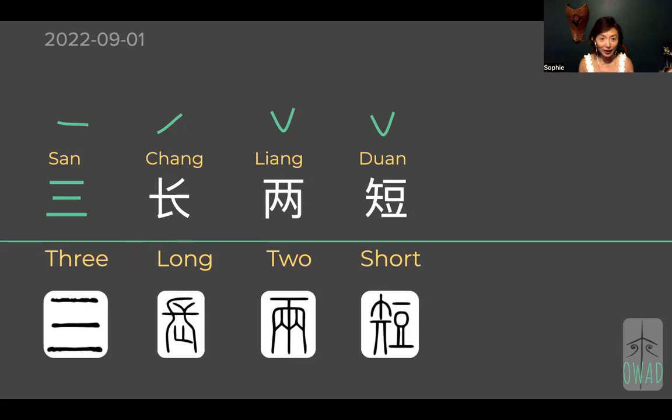So we have 3 and 2 here. 三长两短. So we have 3 long and 2 short in today's expression. 3, we talked about before that the top line is our sky, the bottom line is our ground, and the middle line is the humans in between. So it's kind of our vision of creation of the world order. If we only have one line, it simply means the sky. And then 2 is the sky and the ground, right? And then we have 3, with humans in the middle.